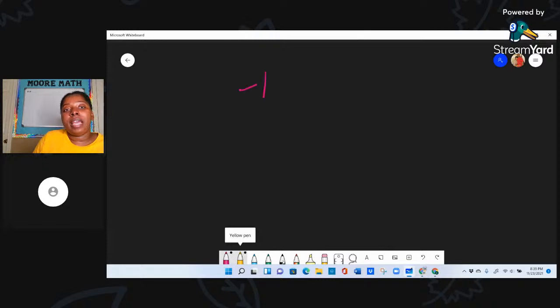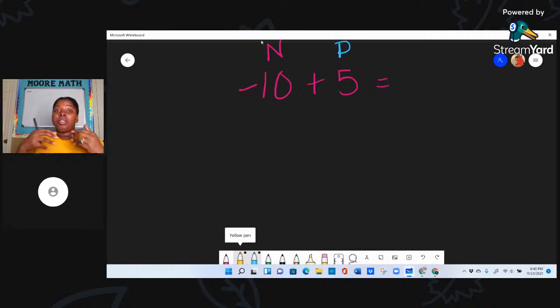So -10 plus 5. Okay. So are we going to add or subtract? Because we have some negatives and we have some positives. And you told me that when a negative and positive get together, they're going to cancel each other out. So I'm going to take away some stuff. So we're adding or subtracting? Subtracting. Good. We're subtracting.